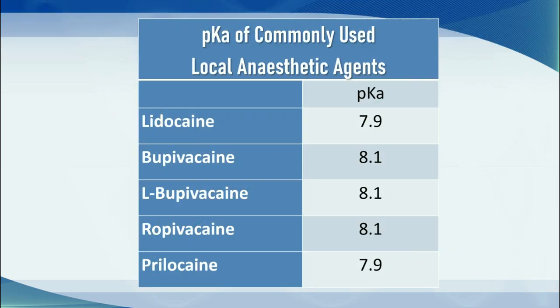These are the referenced pKa's of commonly used local anesthetics, and they're easy to remember. You can see that lidocaine and prilocaine, both rapid onset local anesthetics, and this is important, have pKa's of 7.9. For the longer acting agents, the pKa's are 8.1. Those agents are bupivacaine, L-bupivacaine, and ropivacaine. There is a good reason why these pKa's are different with reference to the onset of action.